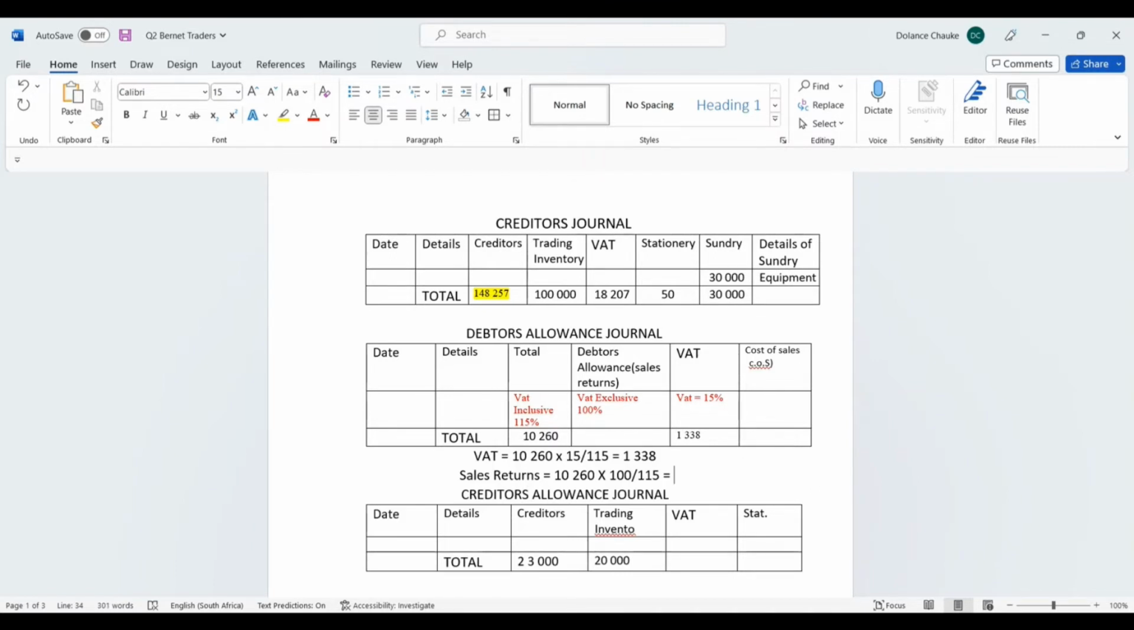8,922. Is it correct? Which method did you use? If you used this one, then now you use this other one just to prove yourselves. You'll see. I used the one here, 10,260 minus VAT, but then let me do it with this other method. And I believe it's correct.